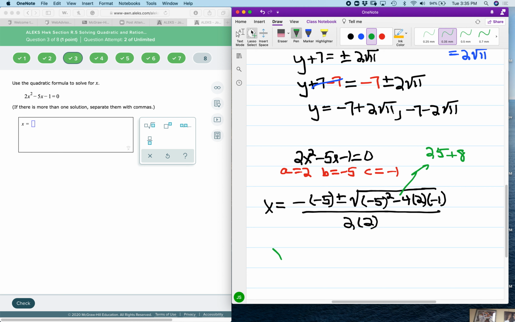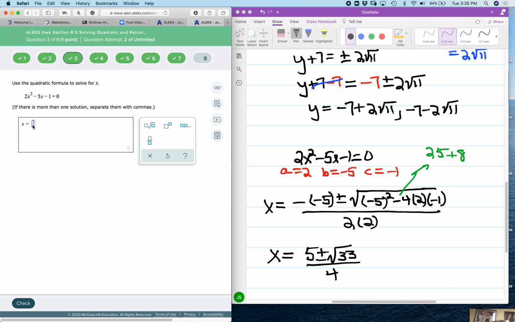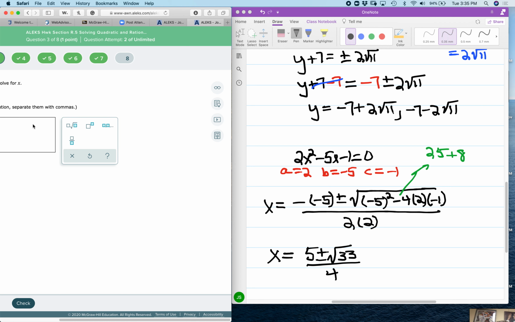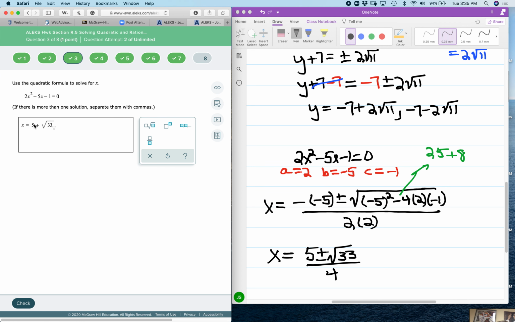And so taking what we have in the case of x, now I'm going to itemize it in ALEKS, but in compact form we have 5 plus or minus the square root of 33 all over 4. So just carrying over what we have here, at the one end we have 5 plus the square root of 33, and you're going to have everything all over 4.